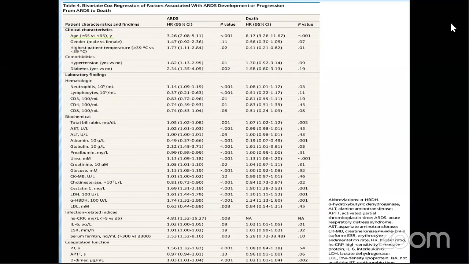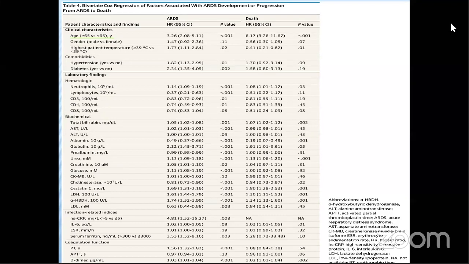The study looked at risk factors for developing ARDS and for mortality in patients with COVID-19. They found that patients aged more than 65 have higher mortality and higher possibility of ARDS. Patients with comorbidities like diabetes and hypertension have higher possibility of ARDS and mortality. They found that patients with temperature more than 39 on admission, the possibility of ARDS and the possibility of mortality will be high for patients admitted with high-grade fever.